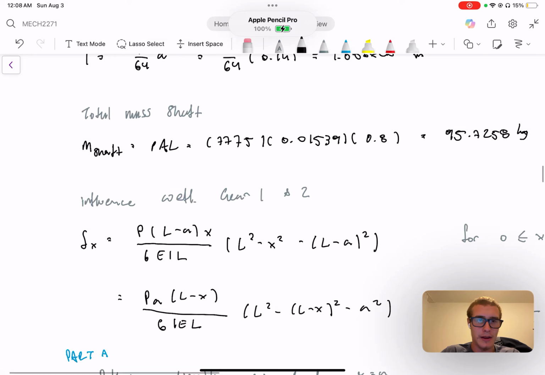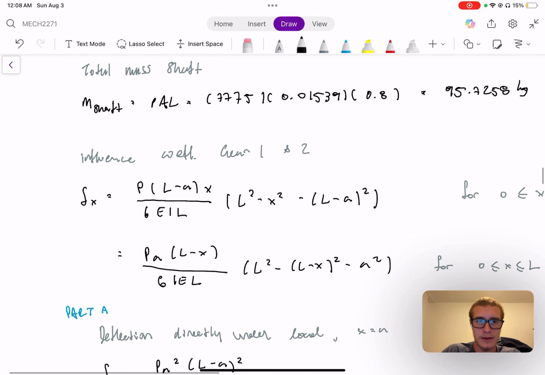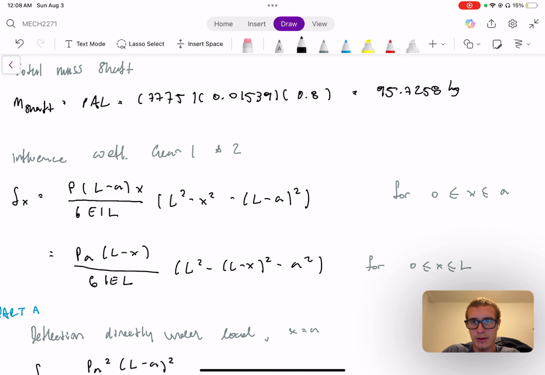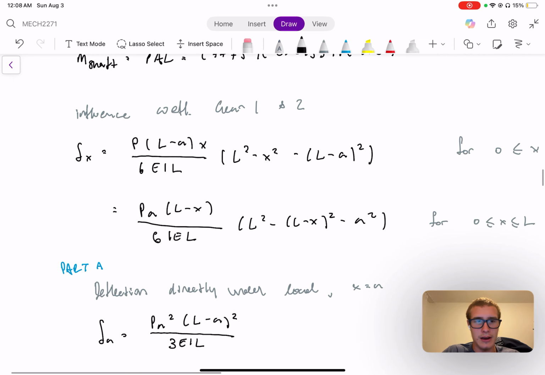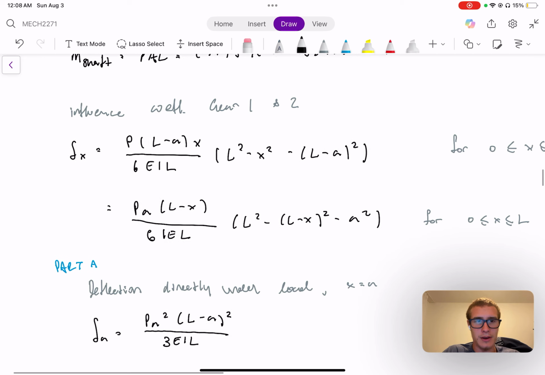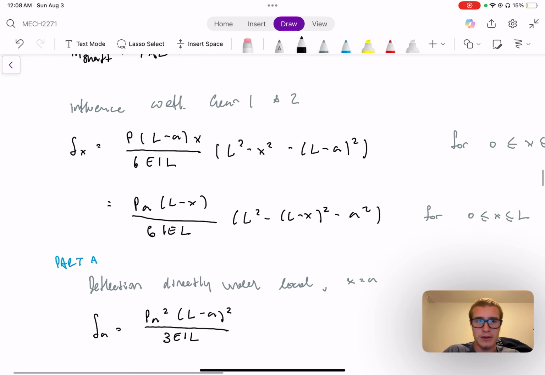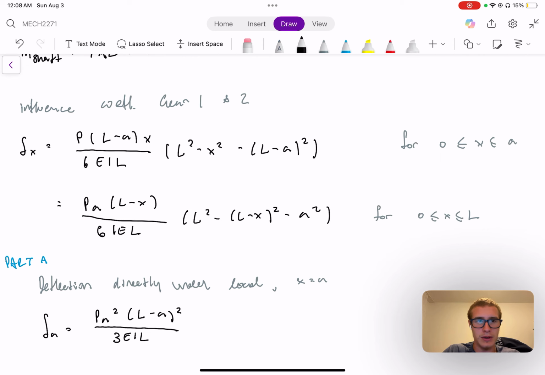The influence coefficient is given by this formula for x greater than 0 and less than a. We are then using this formula right here, which is equivalent to this one, and we're substituting in L for a, to make x greater than 0 and less than L.